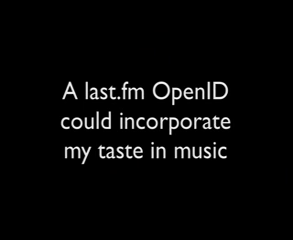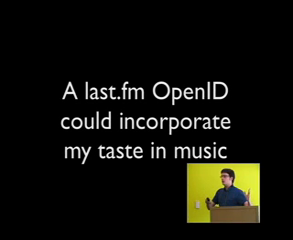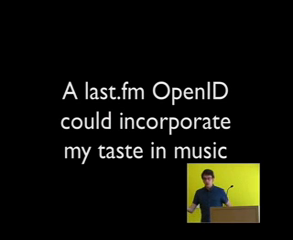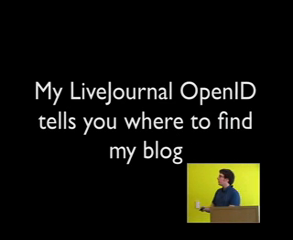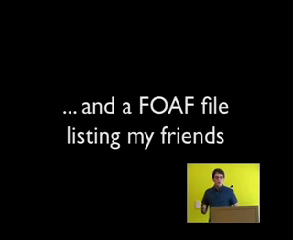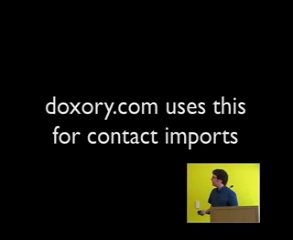Last.fm, the music sharing service, knows and represents a bunch of stuff about your taste in music. So if they supported OpenID, you could say, if someone signs in with OpenID from Last.fm, I now know how to look up their taste in music and maybe provide personalized services around that. My LiveJournal OpenID, first up, it tells you where to find my blog, and by extension, it shows you where to find an RSS feed about me. But it also links through to a friend of a friend file that LiveJournal have, listing my friends on LiveJournal. And there's a service called doxory.com, which is already using this for contact import.